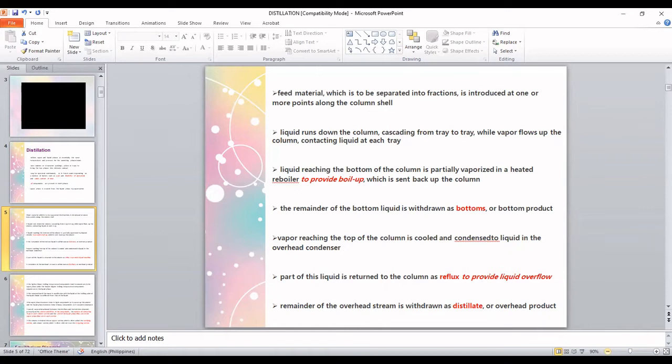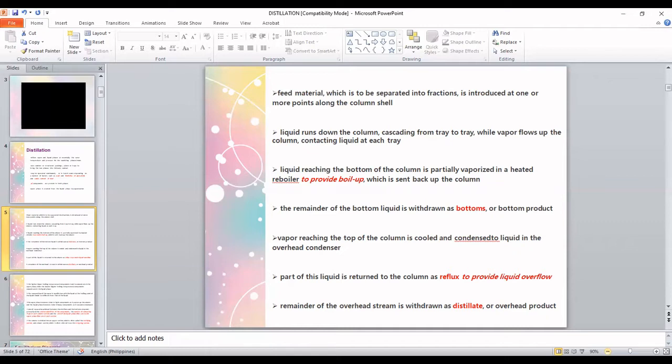It's the one that is flowing downward, cascading from tray to tray or from stage to stage, whichever is applicable. We refer to trays if our column is using trays. We refer to stages if our column is using packing material. So the liquid cascades from tray to tray while vapor flows up the column, contacting the liquid in each tray. They flow countercurrent to each other, the vapor coming from the bottom part of the column.